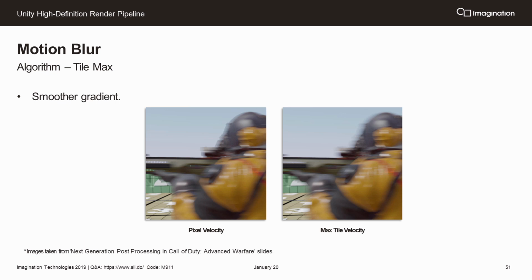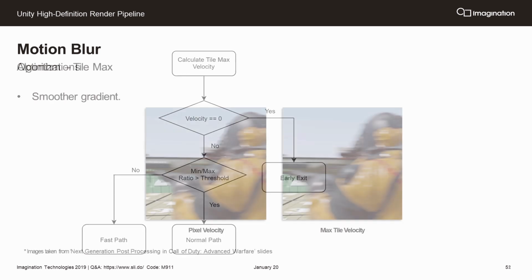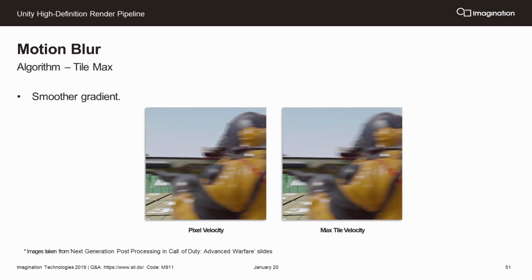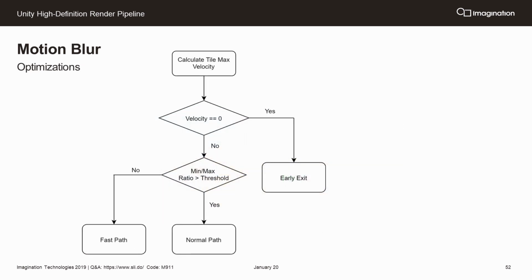Now, a little detail about the tile max pass. This is used to fix the sudden start of the blur. Using the tile max velocity gives you a much smoother gradient compared to the pixel velocity. Now, in terms of optimizations, the blur shader takes different paths for improving performance.